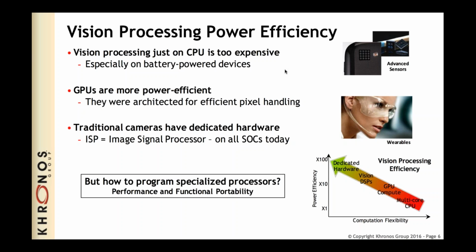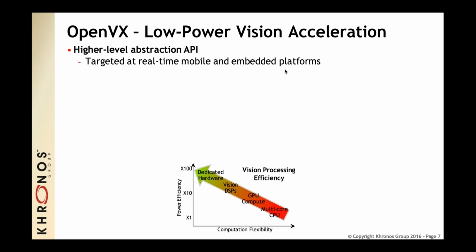But there hasn't been a standard way of programming specialized computer vision processors in a way that would allow the same or almost the same program to run on systems that come from different manufacturers, that is, provide some performance and functional portability. OpenVX is a new API for low-power vision acceleration. It is a fairly high-level API for the C programming language. Its purpose is to provide real-time computer vision support on mobile and embedded devices.